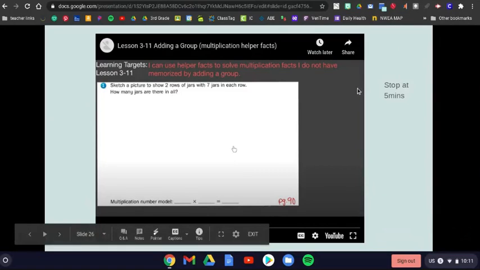All right, so we're going to let him talk. He's going to show us the procedure for adding a group to multiply. We're just going to hang in there and listen to what we have to do. He's going to read you the question now. It says, sketch a picture to show 2 rows of jars with 7 jars in each row to figure out how many jars there are. So the multiplication equation is 2 times 7, which is a fact we probably know, but we're just going to take a look and see what the procedure is.